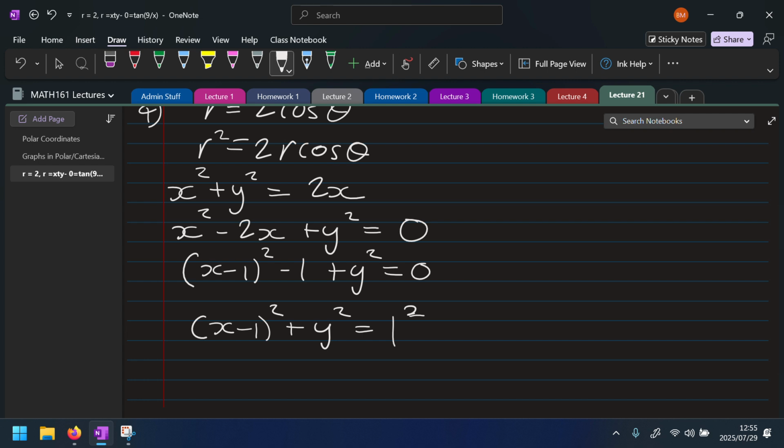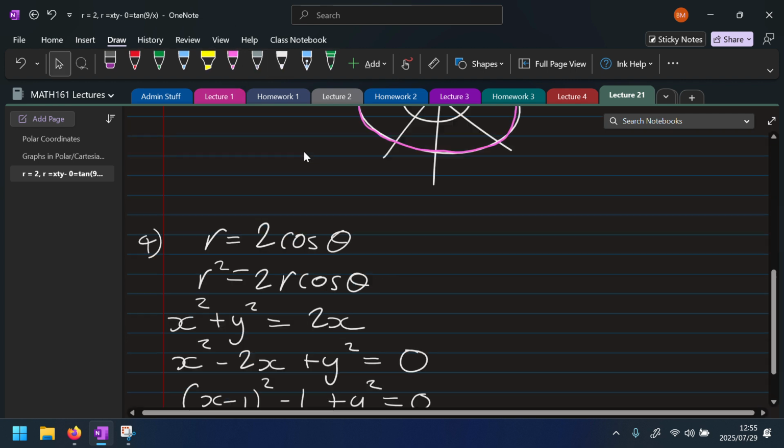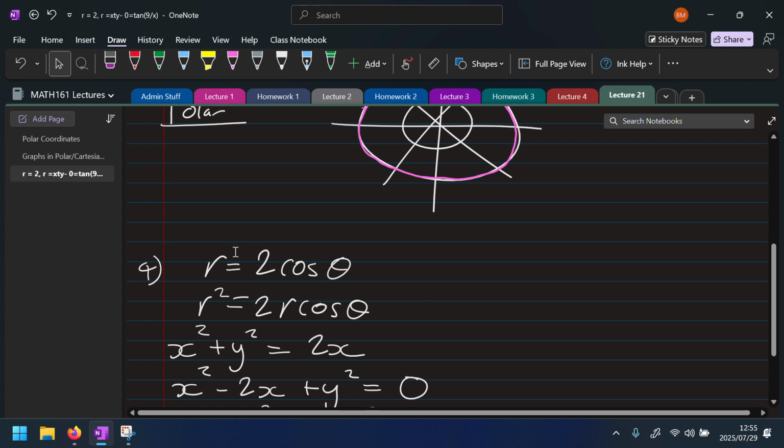Okay. So what is this now? This is also a circle. It has radius 1 from the right hand side, but it is shifted to the right by 1, right? X minus 1. So it's a circle of radius 1 shifted by 1. That's what we expect. So let's plot this in Cartesian polar form and see if we get that.